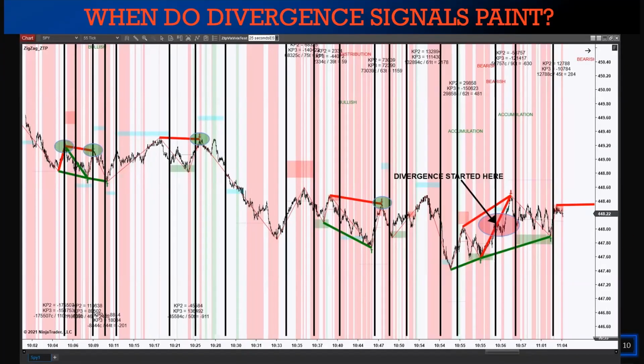What I've done on this chart right here is I've actually divided how ZoneTraderPro works, how its divergence indicator works. The first question I'm always asked is when these divergence signals paint. And they paint based on the zigzag that you have set first off. So on this chart, this is a chart of the SPY. I've set the zigzag at 35 cents. The tick setting for the SPY up here is set at 55, and this is pretty much irrelevant.